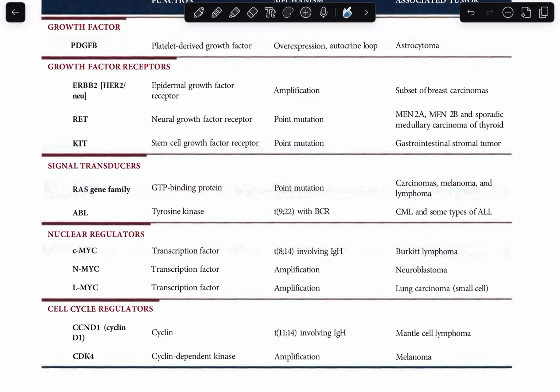Now we have nuclear regulators. We have c-MYC, transcription factor, translocation 8;14 involving IgH, associated with Burkitt lymphoma. We have NMYC, transcription factor, amplification, neuroblastoma. LMYC, transcription factor, amplification, small cell lung carcinoma. Cell cycle regulators. CCND1, or cyclin D1, function is a cyclin, mechanism is translocation 11;14 involving IgH, associated with mantle cell lymphoma. We have CDK4, function of cyclin dependent kinase, mechanism is amplification, associated with melanoma.